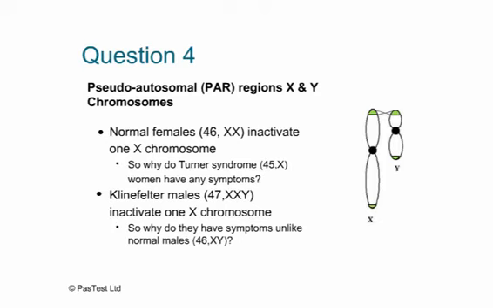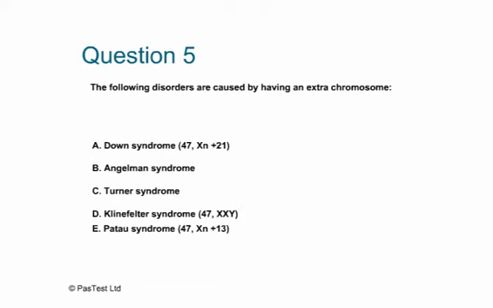Question 5. This question asks you to identify disorders due to having an extra chromosome. There's a word for this, these are aneuploidies. Which of these conditions are aneuploidies? Mark them down now on your piece of paper.